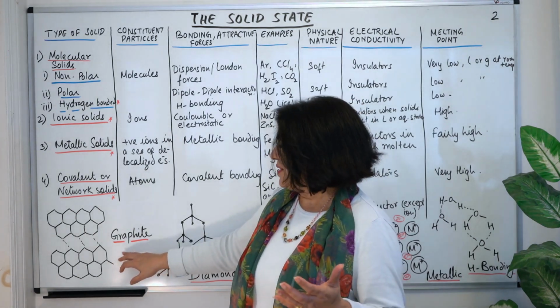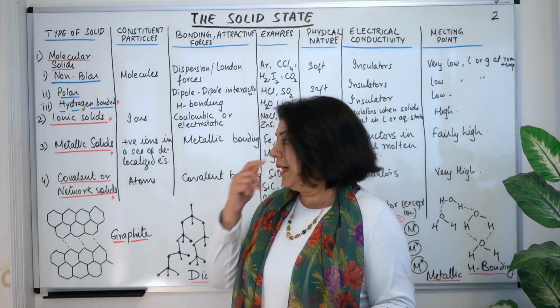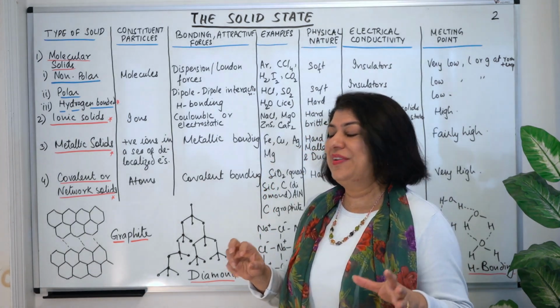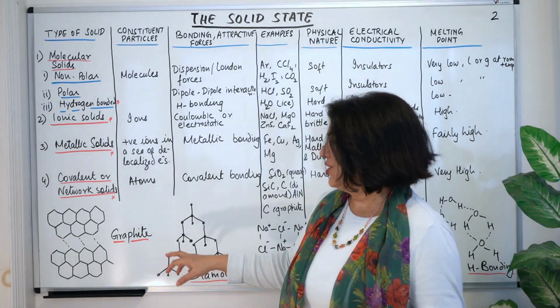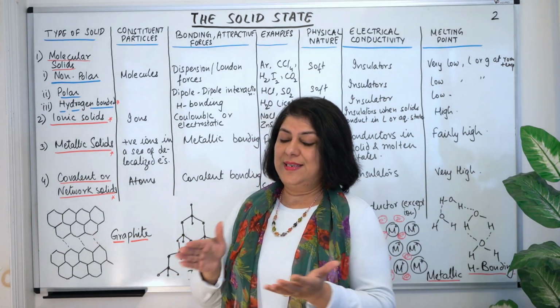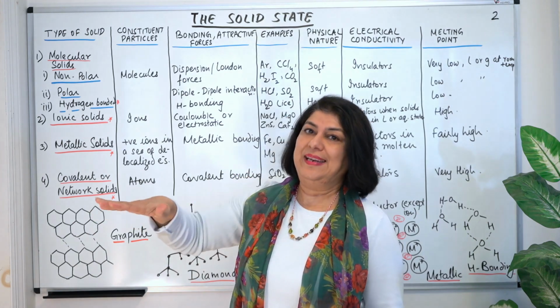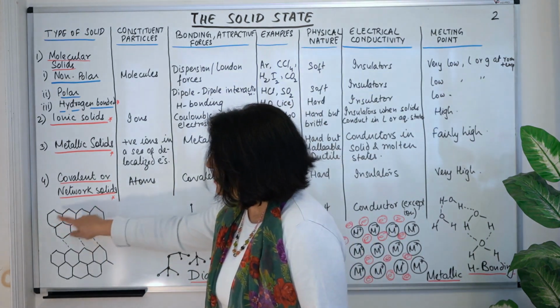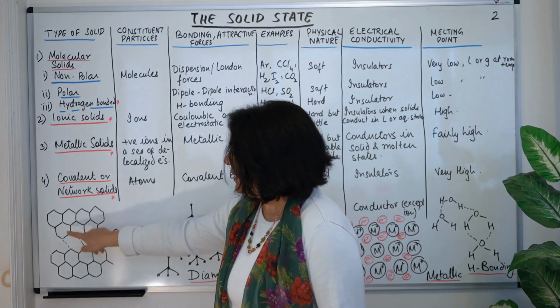Another example here is graphite. And graphite, on the other hand, is also a network solid. But graphite is a little different from diamond, as we know, in its structure. Graphite has planar structures. It has the network in one plane, in 2 dimensions. So in one plane you have these hexagons, a plane of hexagons forming a network.